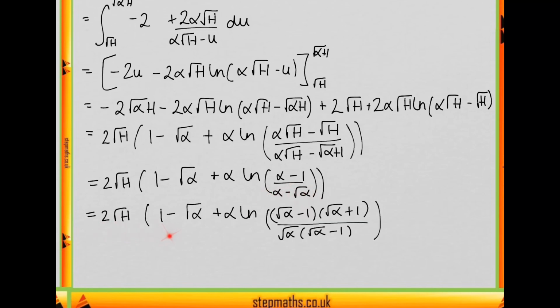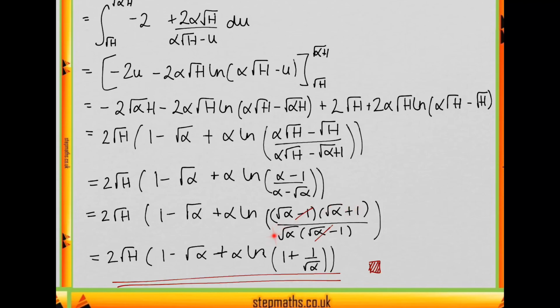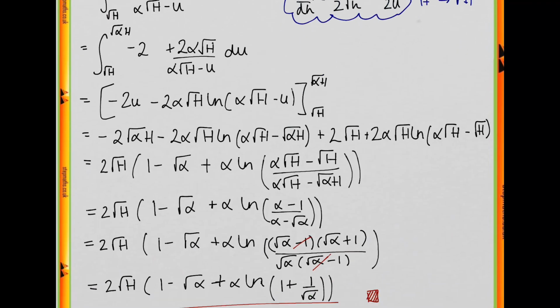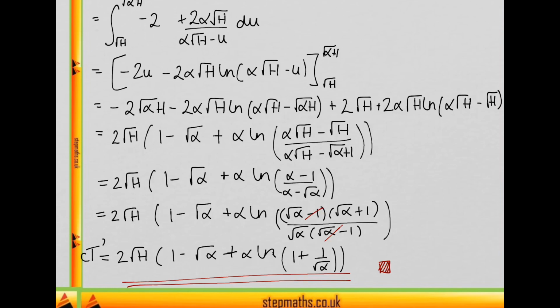This gives us 2 root H times 1 minus root alpha plus alpha ln of root alpha minus 1 times root alpha plus 1 over root alpha minus 1. These brackets cancel, and this bracket goes to 1 plus 1 over root alpha, and so we get 2 root H times 1 minus root alpha plus alpha ln of 1 plus 1 over root alpha as the integral on the left-hand side. Note that our integral on the right-hand side is just ct. And so we can write ct dash is this expression, as asked for in the question.